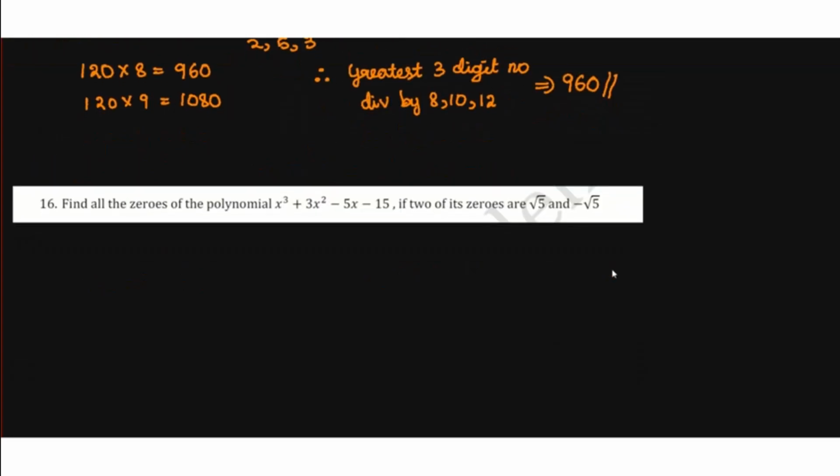Moving on to the next question. Find all the zeros of the polynomial x cube plus 3x square minus 5x minus 15. We are taking this as f of x. If two of its zeros are root 5 and minus root 5. When two of its zeros are given, we know that x plus root 5 and x minus root 5 are already factors of f of x.